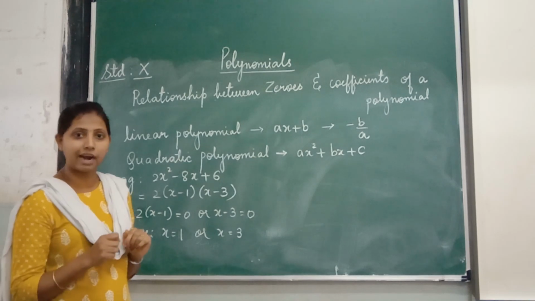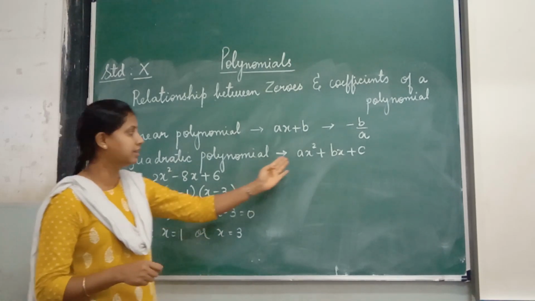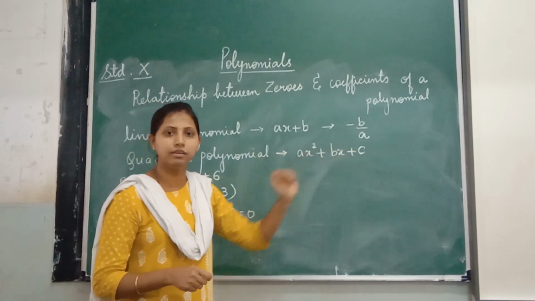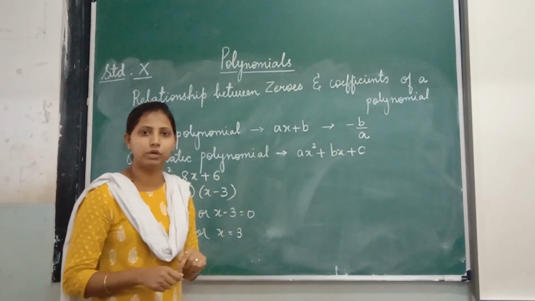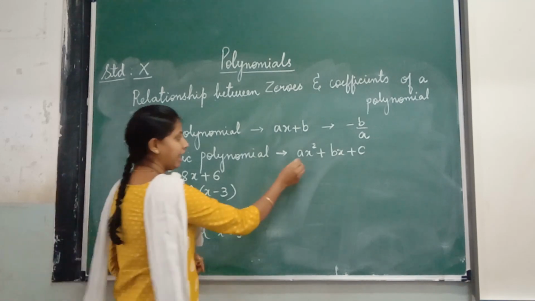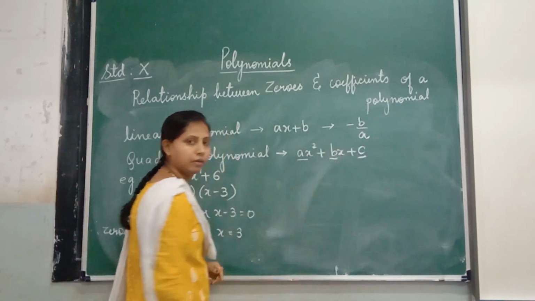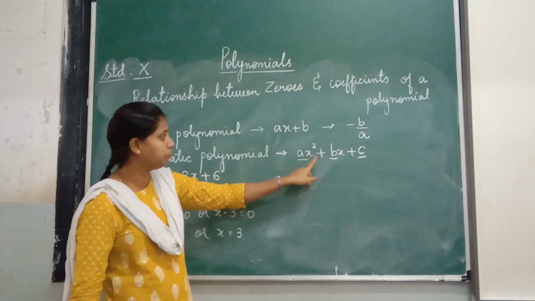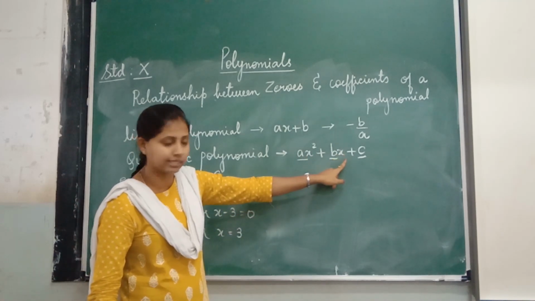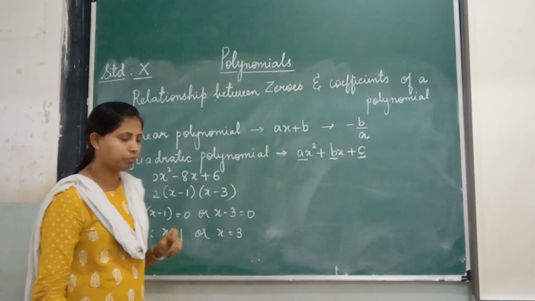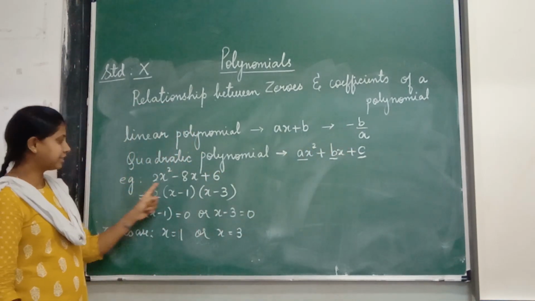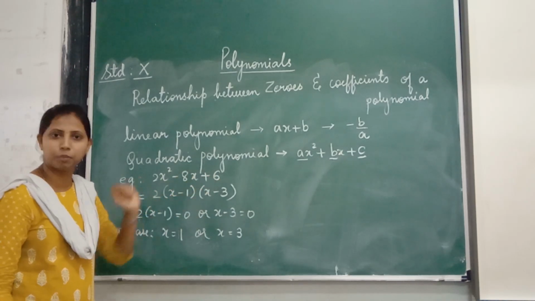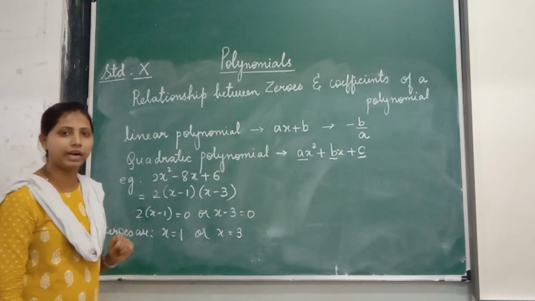Then next, coming to the quadratic polynomial. As you know, the standard form of the quadratic polynomial is ax square plus bx plus c, where a, b, c are real numbers and a is not equal to 0. Here a represents the coefficient of x square, b represents the coefficient of x and c is the constant term. This is an example of a quadratic polynomial I have written: 2x square minus 8x plus 6.